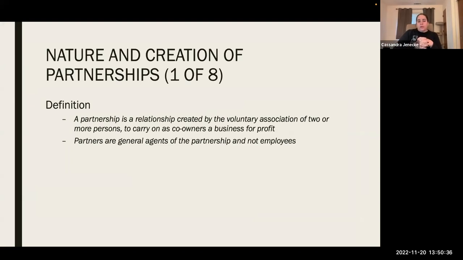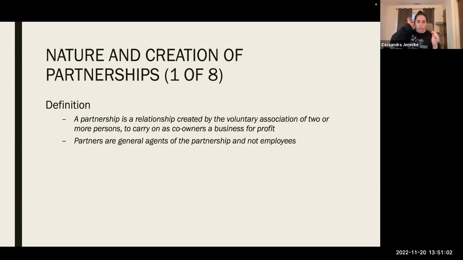So when we look at the nature and creation of partnerships, there's a very easy definition for us to discuss, and that is that a partnership is a relationship that is created by the voluntary, again, very important piece of this, voluntary association of two or more people to carry on as co-owners of a business for profit.